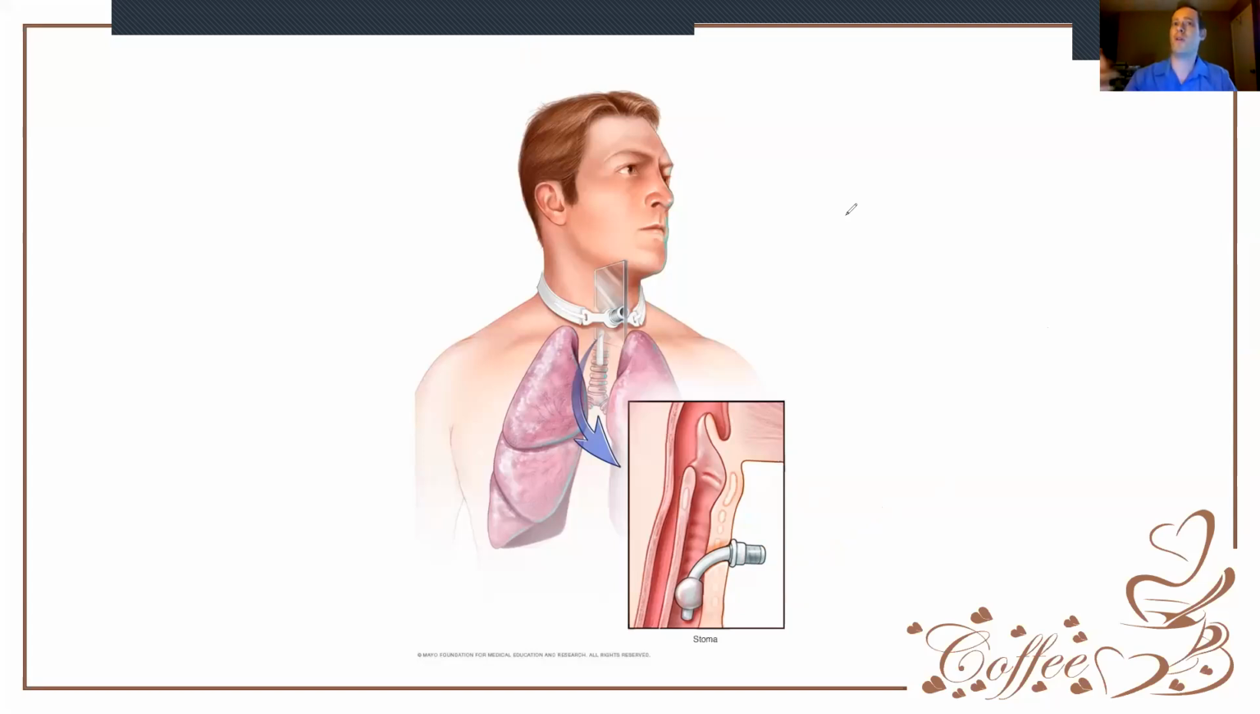And have you ever seen people that have that permanently? People that are heavy smokers sometimes, and they lose the ability to talk. They have that little stoma there. They'll put their finger over the hole so they can talk. I'm sure you guys have seen that before. Same concept.